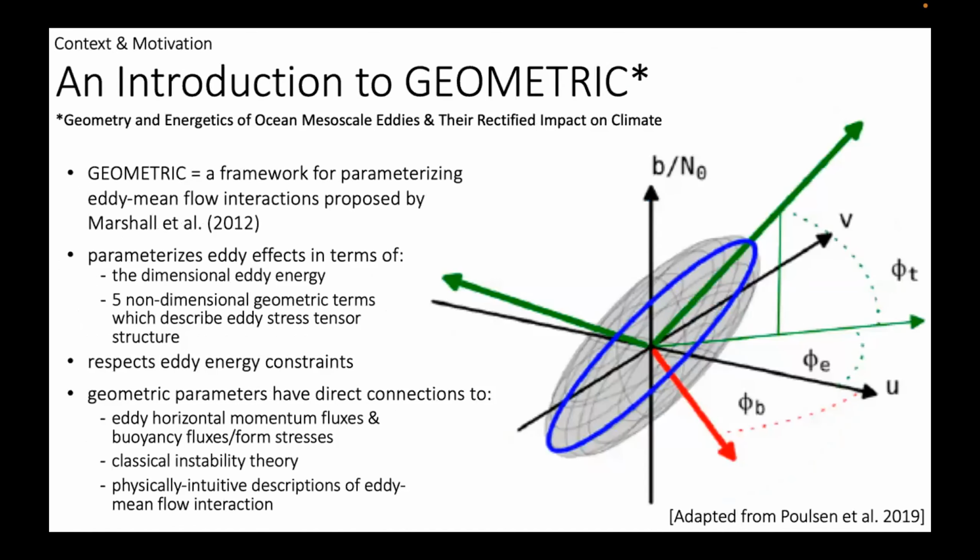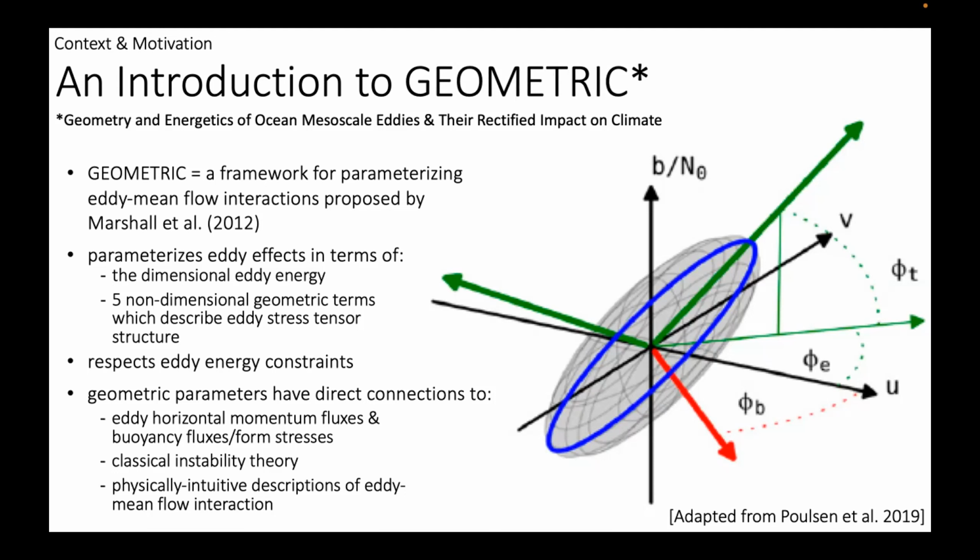One of the eddy parameterizations that I like very much is the geometric parameterization. Hands up if you've heard of the geometric parameterization. Okay, all right. So that stands for geometry and energetics of ocean mesoscale eddies and their rectified impact on climate. It's a framework for parameterizing eddy-mean flow interactions that was first proposed by Marshall et al. in 2012. The geometric framework parameterizes eddy effects in terms of the dimensional eddy energy, and then 5 non-dimensional parameters. I'm going to call those the geometric parameters for this talk, which describe the eddy stress tensor structure. And I'll say a bit more about that later.